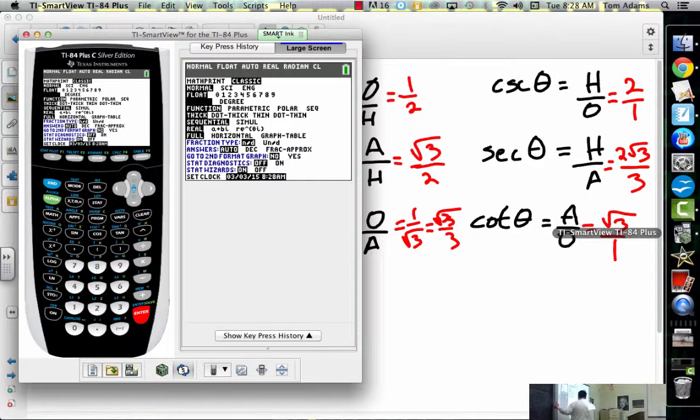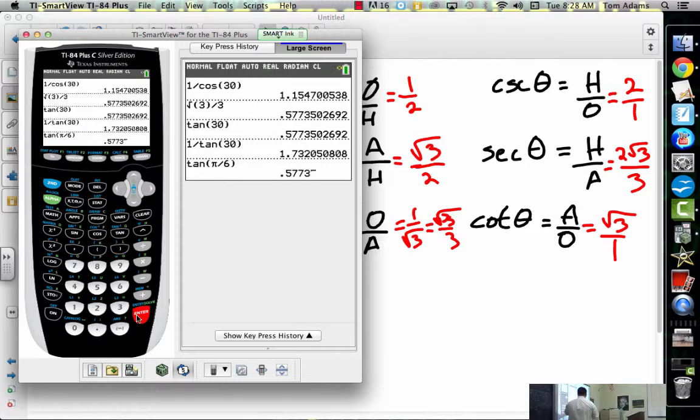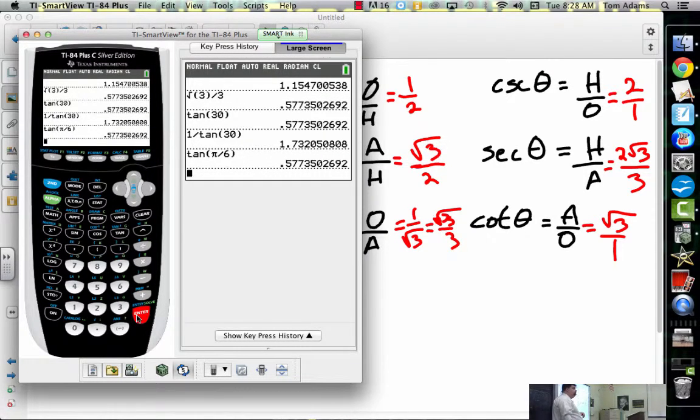So now that I've put my calculator in radian mode, tangent of pi divided by 6 should be the same as tangent of 30 degrees, or 0.577. And it is. Just like sine of pi divided by 6 should be equal to 1/2, or 0.5. And cosecant, which is 1 divided by sine of pi divided by 6, should be 2. And it is.